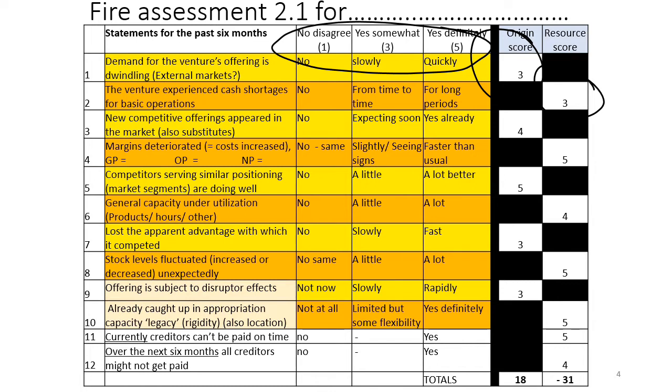Then number 11, currently creditors can't be paid on time. There you can see I don't have the 2 in the middle. I just want a yes and a no. And the same with number 12: over the next 6 months, all creditors might not get paid. Then you add up all those figures. That is an 18, and then the other one is a 31. You can see that I have a negative value in there because that informs the next slide.